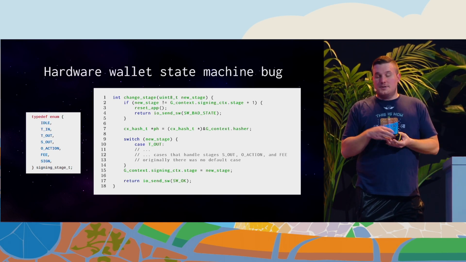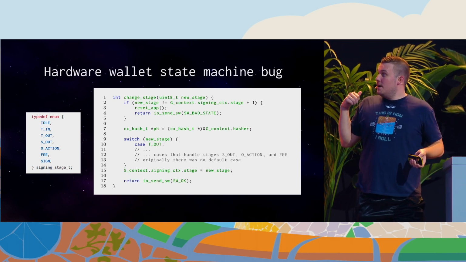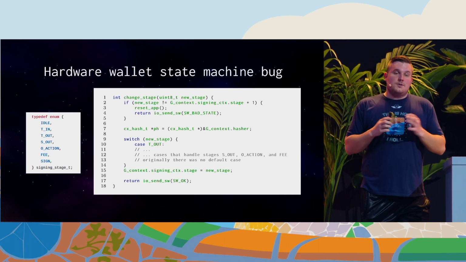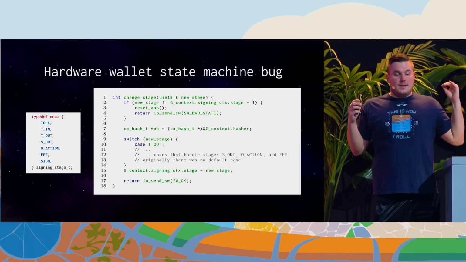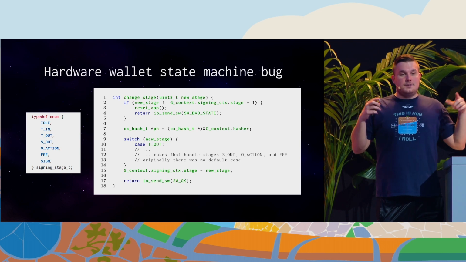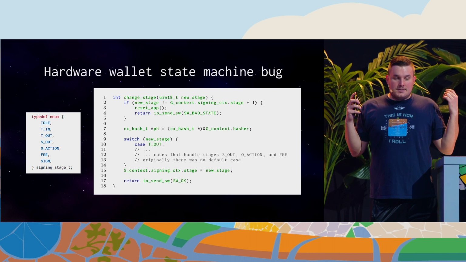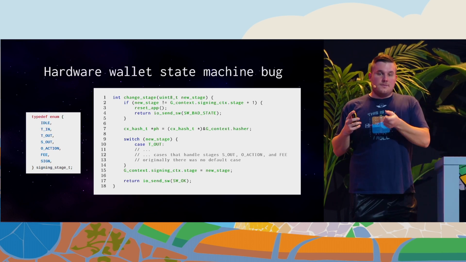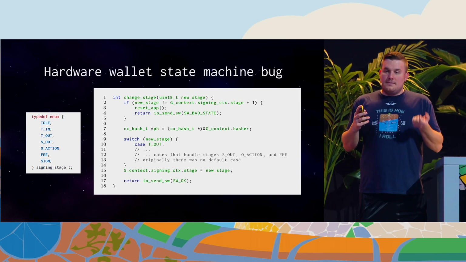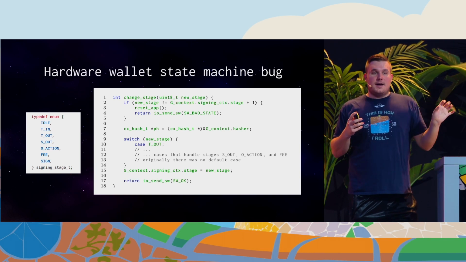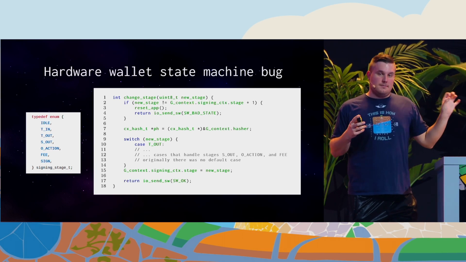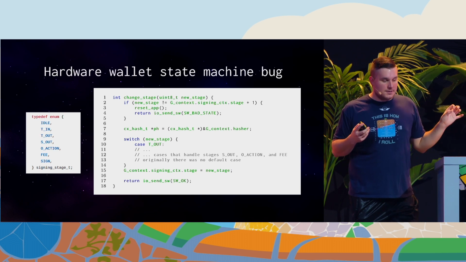So in this particular wallet, when you get to the stage fee, what should happen is once you're in fee, that lets you call the thing to display the fee confirmation to the user. And then the user has the option to confirm or deny. And only if they confirm, the stage should go into sign. Sign means it's okay to start signing the transaction, producing those signatures.